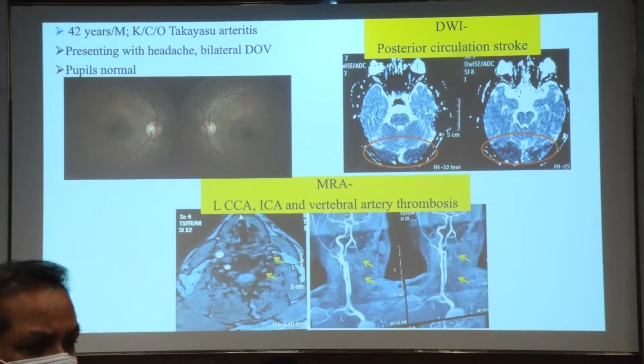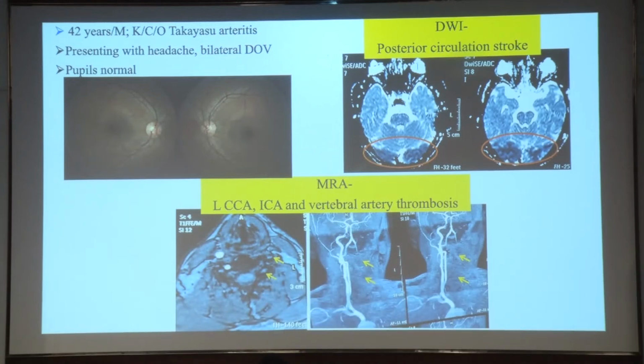So MR angiography was done. Whenever you are suspecting some vascular lesions, you should get angiograms or venograms. Here on the right side, you can see this intact channel of vessels, but here it's all gone. The internal carotid arteries and vertebral artery were all thrombosed. So that led to an extensive infarct.